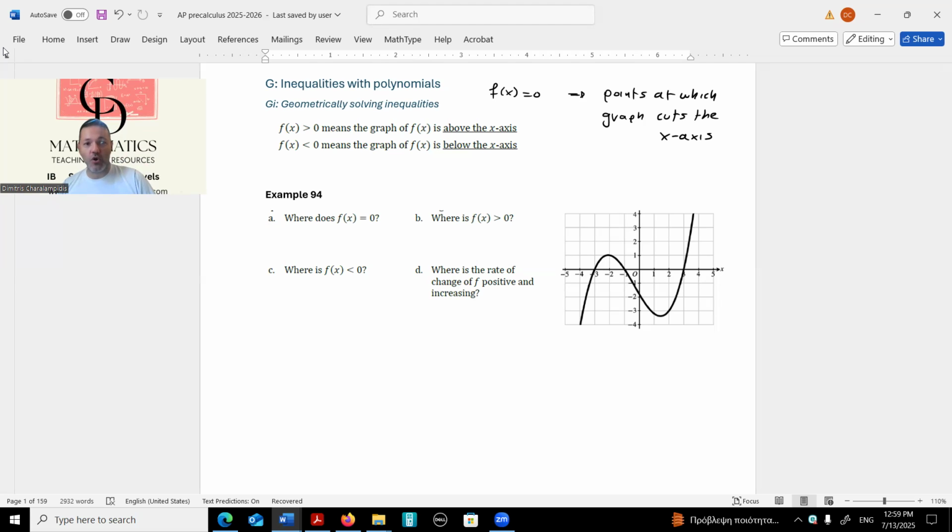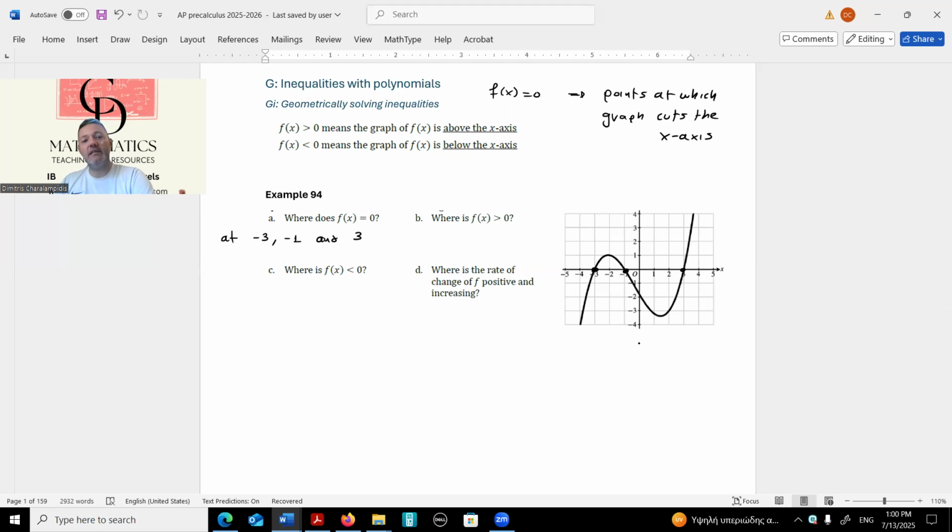Let's use all this concept for the next example. We clearly have a graph in front of our screens. In A, where is f of x equal to 0? Well, we can see from the graph that it is 0 at -3, at -1, and at 3.